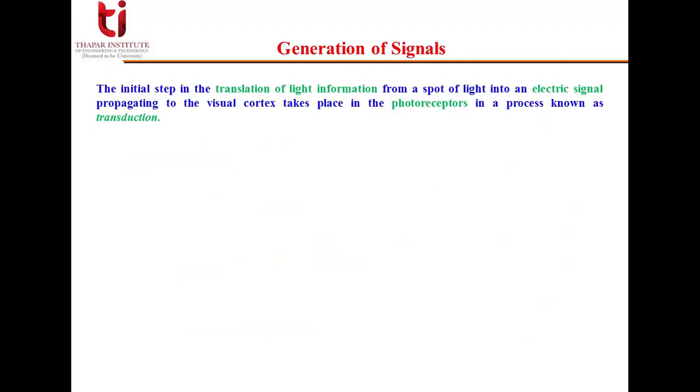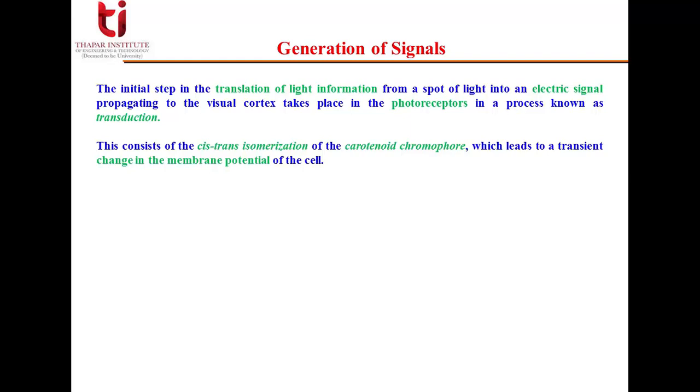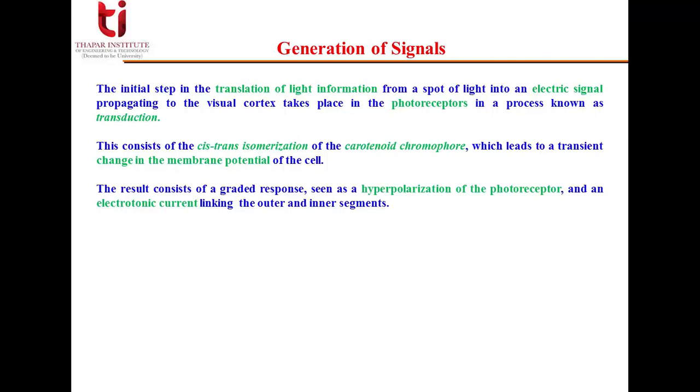Next, we will discuss how the signals are generated. The initial step in the translation of light information from a spot of light into an electric signal propagating to the visual cortex takes place in the photoreceptors, a process known as transduction. That consists of cis-trans isomerization of the carotenoid chromophore, which leads to a transient change in the membrane potential of the cell. The result consists of a graded response seen as a hyperpolarization of the photoreceptor and an electrotonic current linking the outer and inner segments.